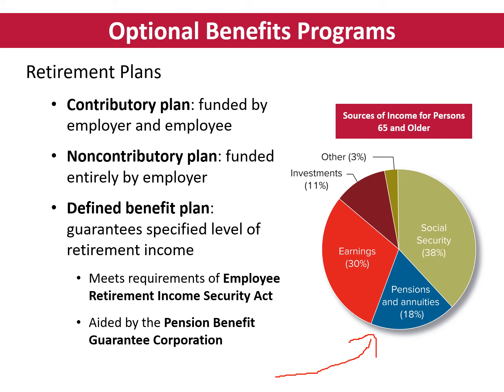There are defined benefit plans where people are guaranteed to get a specific amount of money. Now, we've seen these traditionally in government jobs. We have seen them in the private sector as well, although they've almost disappeared from the private sector at this point. Most of what we see at this point in time would fall under the category of contributory plans, where both the employer and the employee are contributing to the employee's retirement program.